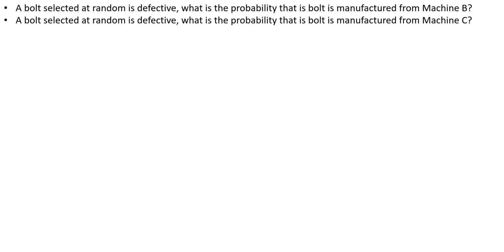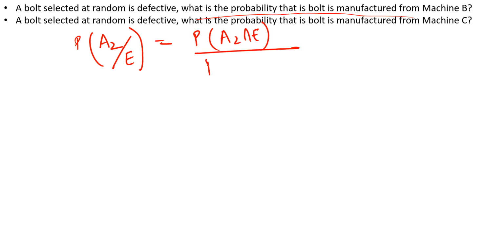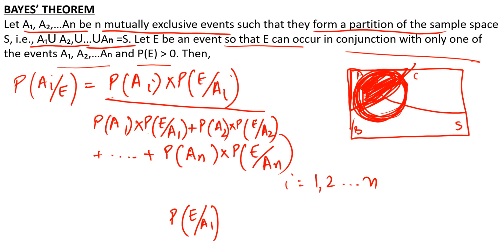Now another question: a bolt is selected at random and is defective. What is the probability that the bolt is manufactured from machine B? So it is a very direct question. We are asking what is the probability that it is produced from machine B, given that it is already defective. This is simply probability of A2 intersection E upon probability of event E. This is basically where we are applying the Bayes theorem, right?